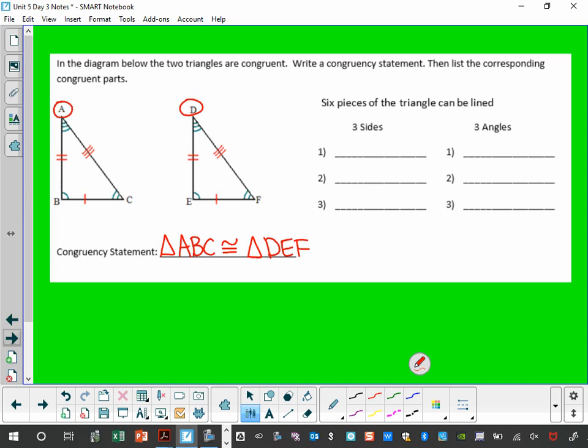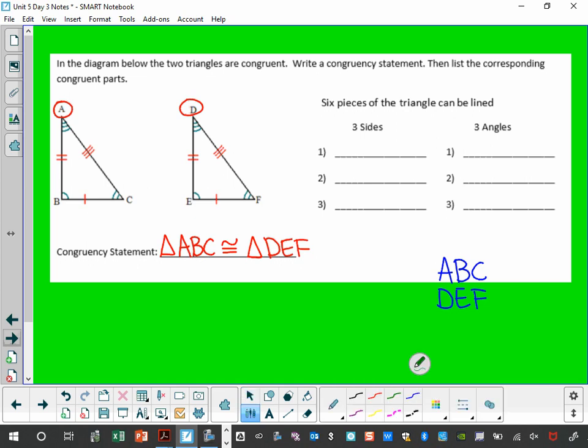What I like to do is I like to stack my triangles. So I want you guys to write this on your paper. ABC, and then right underneath it, DEF. All right, so what it's going to ask you, it says there's 6 pieces of the triangle that can be lined up. You have your 3 sides and your 3 angles.